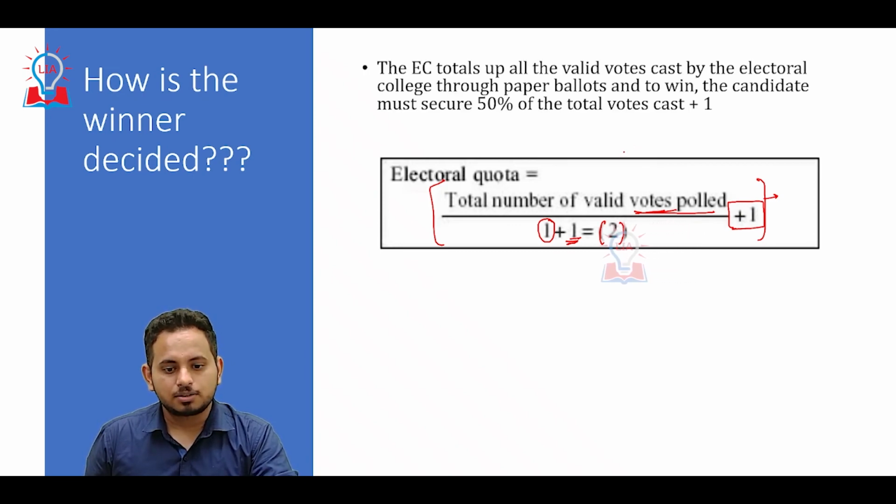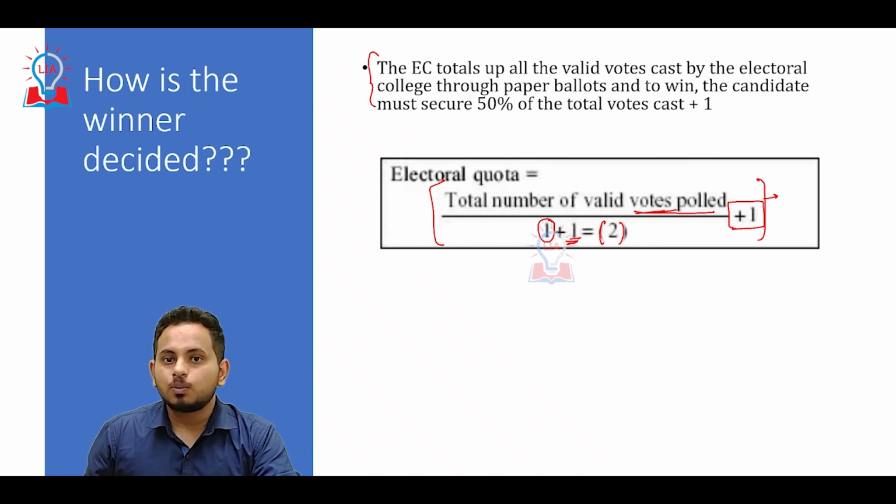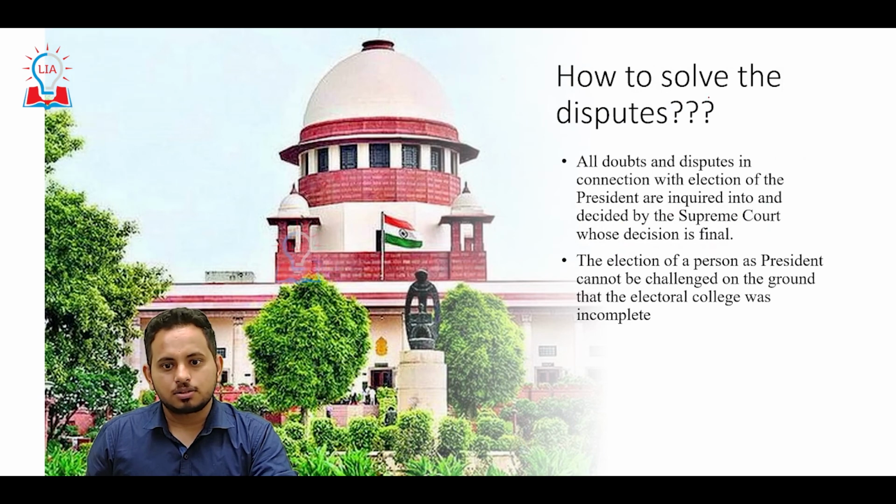as the president. Okay. EC, the Election Commission, totals up all the valid votes that are polled, and those valid votes are divided by 2, that is 50%, and 1 is added to it, and if this amount of vote is got, then that particular candidate is declared as the president.